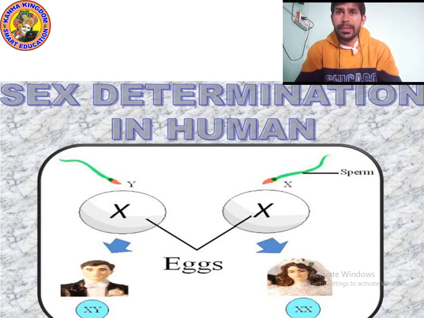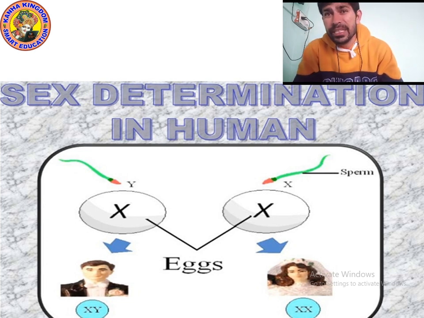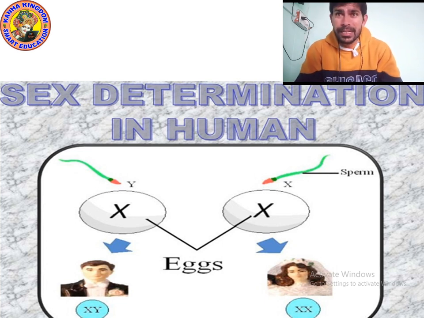Females have two X chromosomes, but in the egg only one X chromosome is present. Males have one X and one Y chromosome. So remember kids, the unfertilized egg always has one X chromosome.